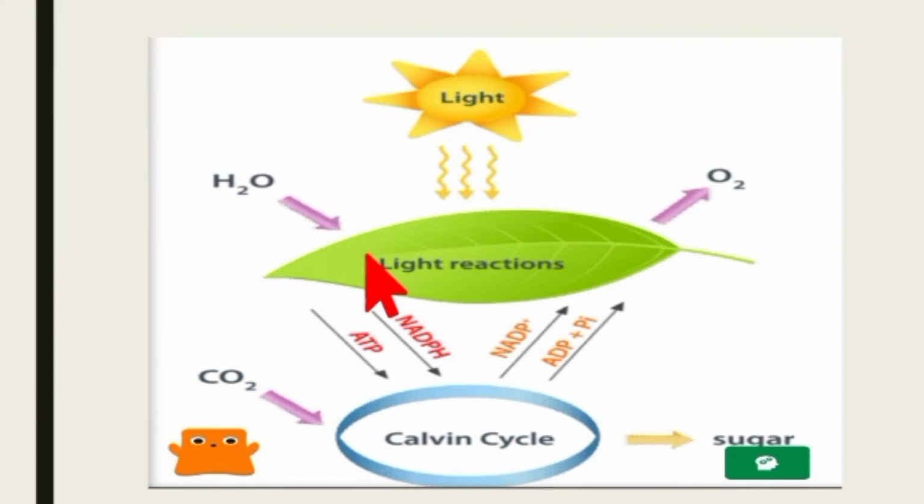In the light independent stage, which is also known as Calvin cycle or dark stage, it uses carbon dioxide and the energy temporarily stored in ATP and NADPH to make sugar. So dark reaction doesn't need light. It actually needs ATP and NADPH, which are formed during light reaction. So it happens in the absence of light.